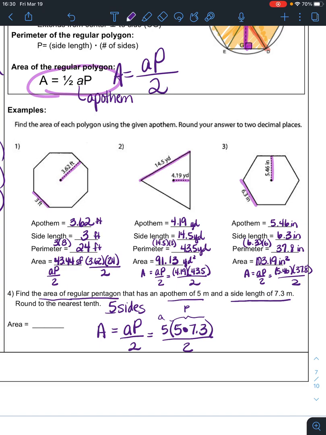So you can do it all in one step, or if you are more comfortable, you can do just like we did earlier. Find the apothem, find the side length, find the perimeter, use the formula. So you can do it just like we did 1, 2, and 3. Then divide by 2, 5 times 7.3 divided by 2, and you get 91 point, and it says round to the nearest tenth, so 0.25 rounds to 0.3, and it would be meters squared because it's area.